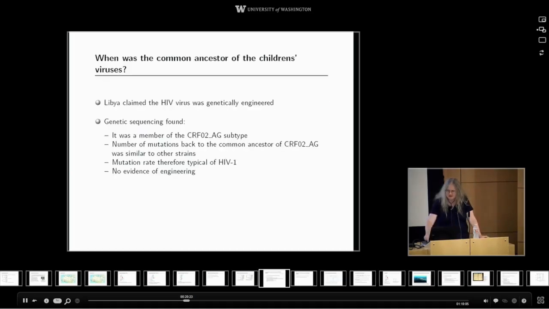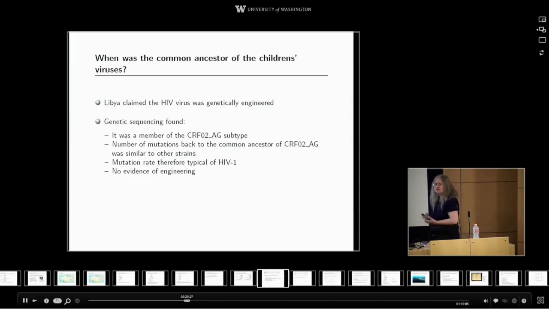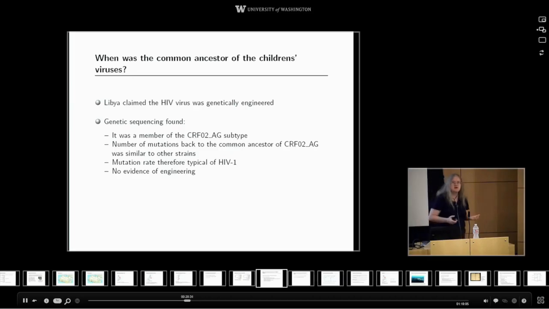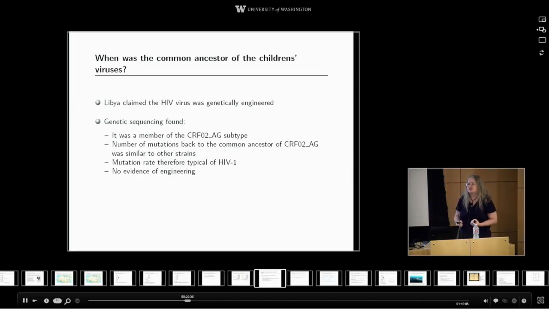How can we date this kind of thing? Well, there's a complication. Libya challenged our ability to do this at all because they said you're going to have to use estimates of how fast HIV mutates in the wild. We don't think this strain came from the wild. We think it's a genetically engineered terrorism weapon.